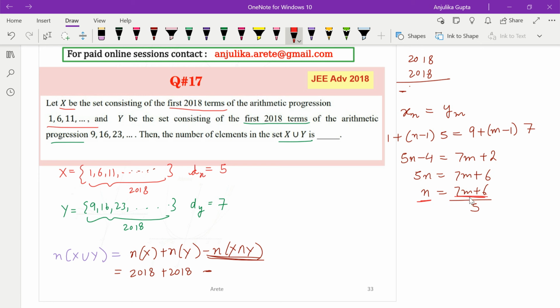If you plug in m is 2, you get 14, and 14 plus 6 is how much? 20. So if you plug in m is 2, you get 14 plus 6 upon 5, and that's equal to 20 upon 5. That's 4. So basically what you end up getting is x4: the fourth term of the first one is equal to the second term of the second one.